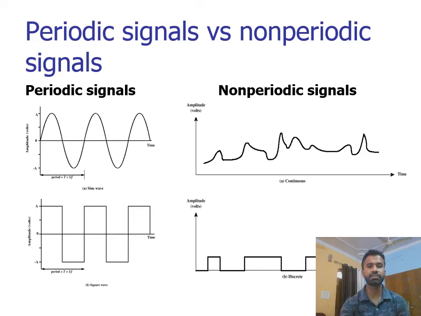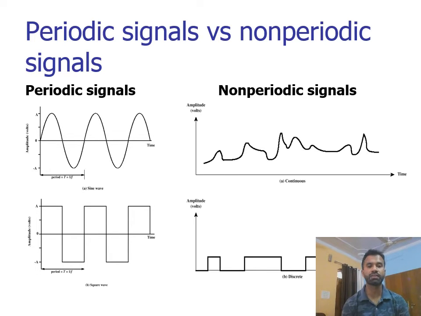A periodic signal is a signal which repeats after a fixed interval of time. You can see that the difference between this wave and this wave and this wave is almost the same. On the x-axis there is time and on the y-axis there is an amplitude value. We can observe that the amplitude value repeats after a fixed interval of time. Obviously this is a common sinusoidal wave.